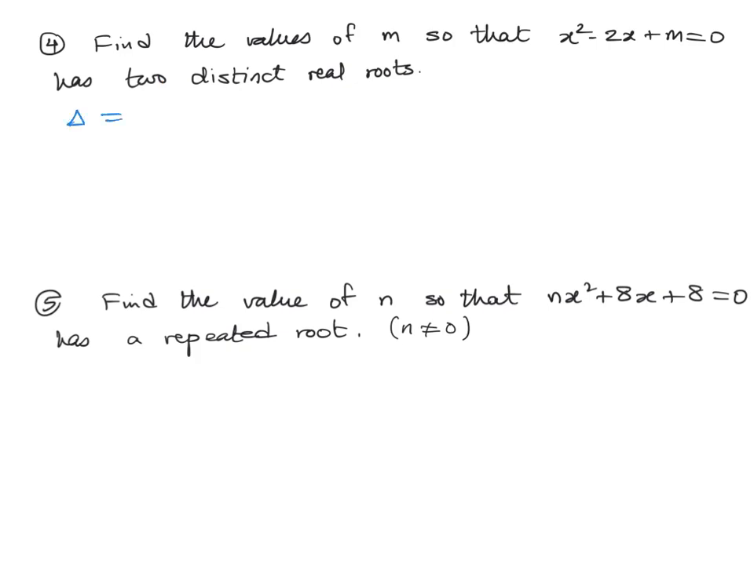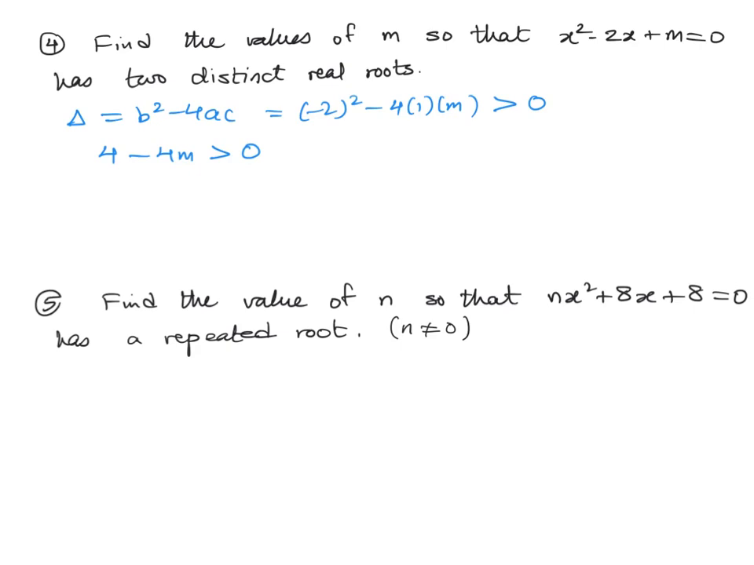So delta is b squared minus 4ac. And in this case, b is negative 2. So negative 2 quantity squared minus 4, and then a was 1, and then c is m. Now, if I want 2 distinct real roots, ultimately, this has to be greater than 0. So I'm going to set it greater than 0. That's what I'm looking for. And then I just need to solve this. So of course, when I square the negative 2, I get positive 4. And then minus 4 times 1 times m is minus 4m is greater than 0.